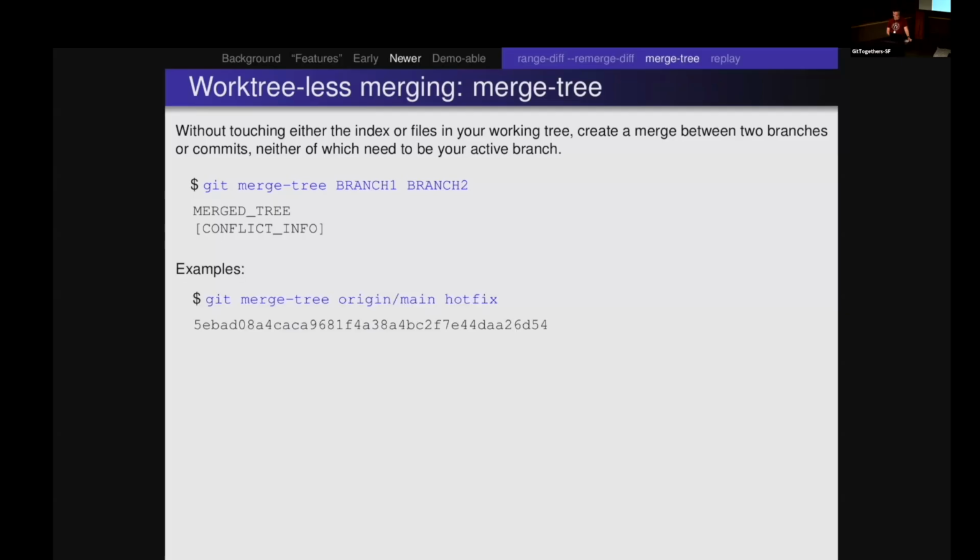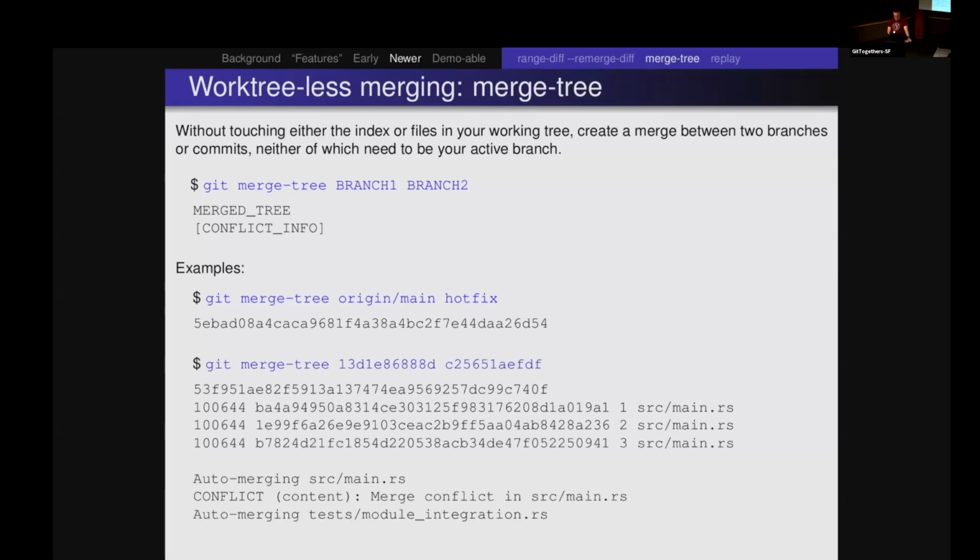So for example, you can say git merge-tree the hotfix branch with origin/main, and it responds back, says here's the merge. Or give it any two random commits. In this case, there'd be conflicts, and it provides a whole bunch of extra information about what those conflicts were.